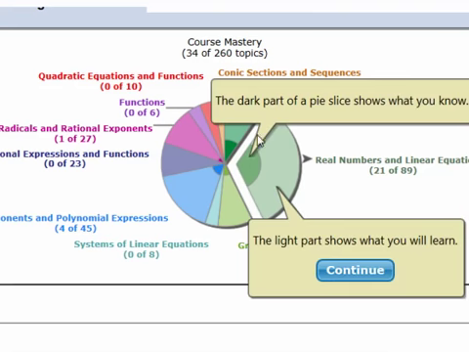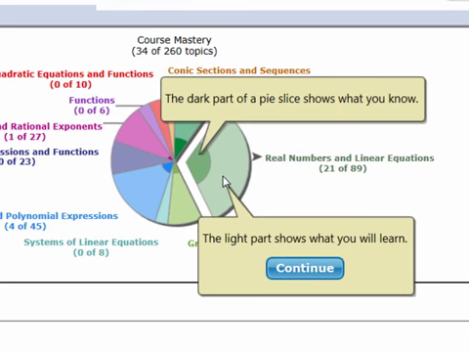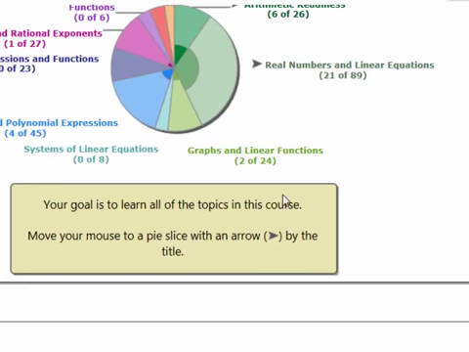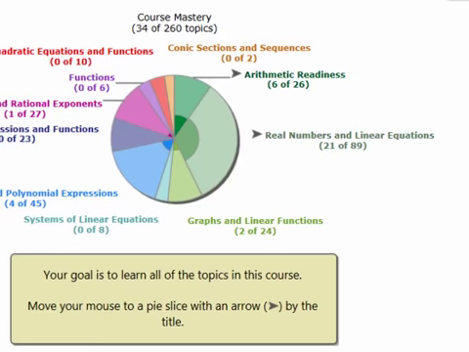It tells me that the dark part shows me what I know. The light part shows me what I will learn. And your goal is to learn all of the topics in the course. So you're saying, well, where do I start? The place that I start is the pie slices that have an arrow.